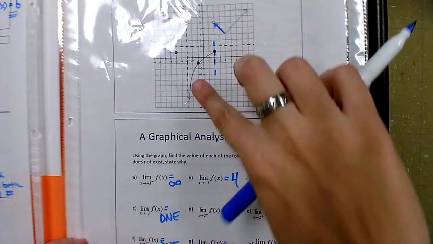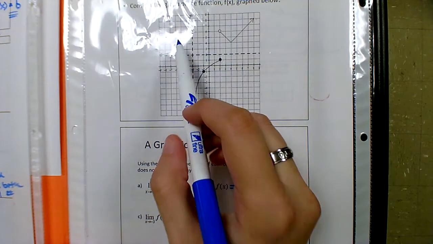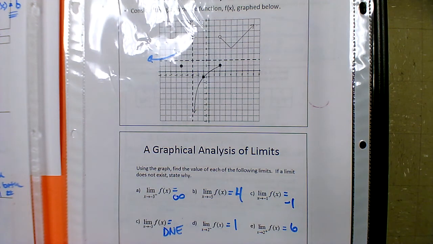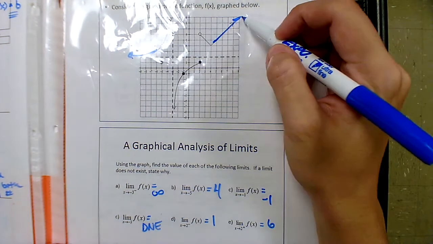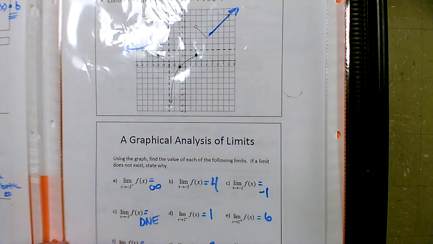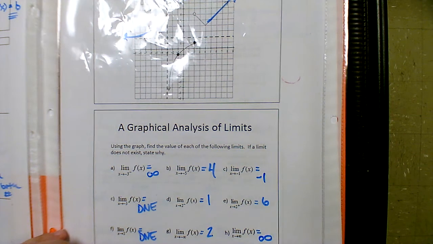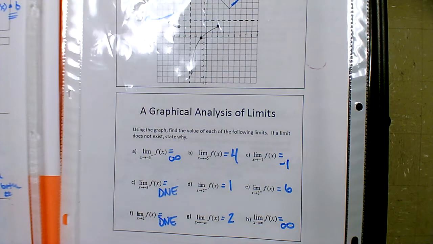What about if we were to trace forever to the left? -infinity? What are we getting closer to? Go ahead, Stevie. 2, good. And what about forever to the right? Go, Stevie. That would be positive infinity. Perfect.